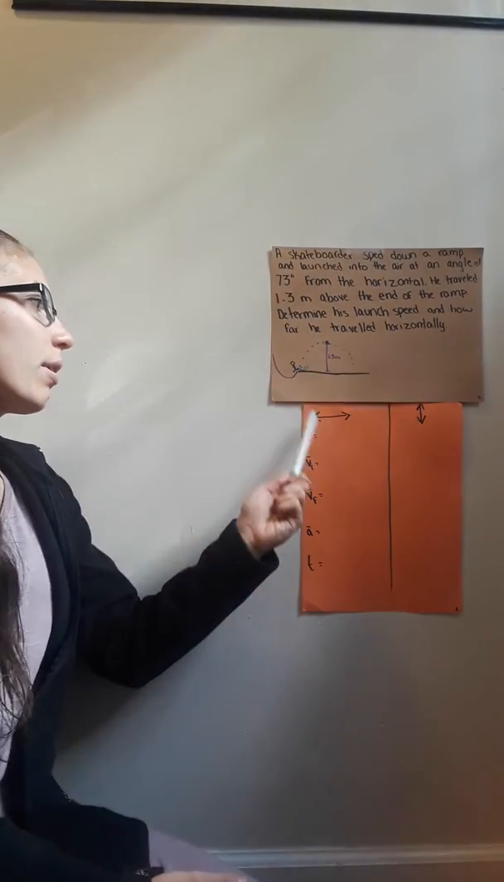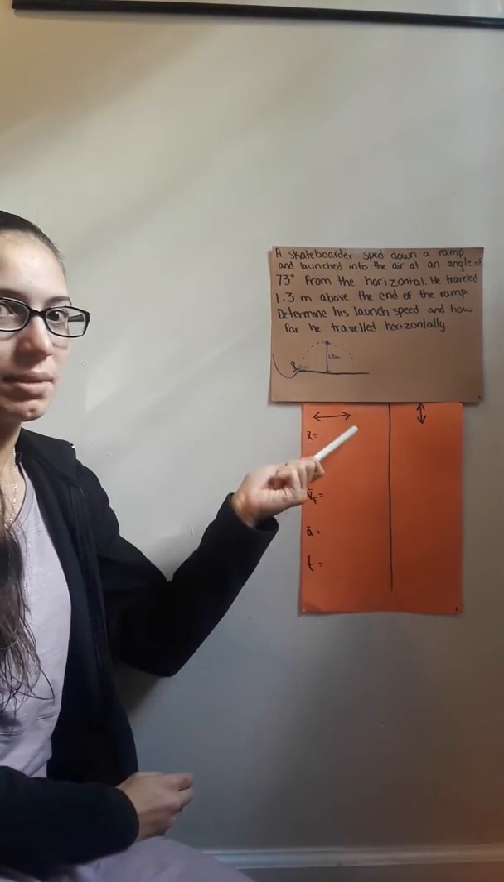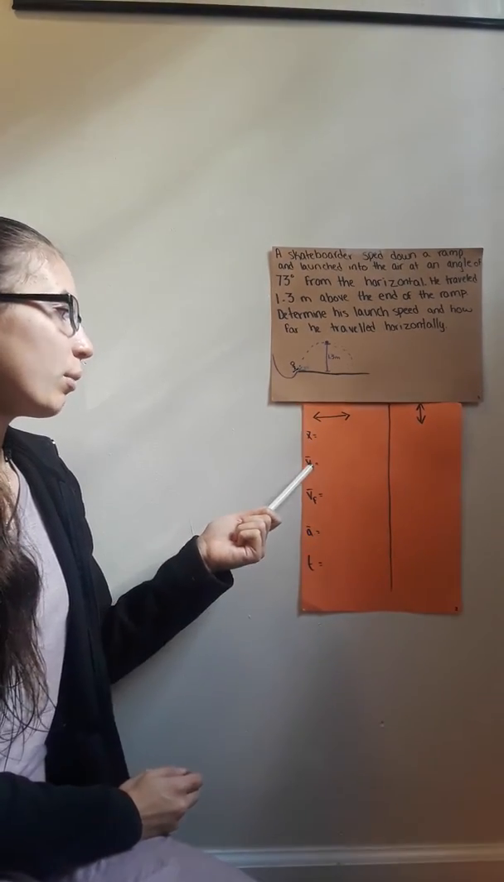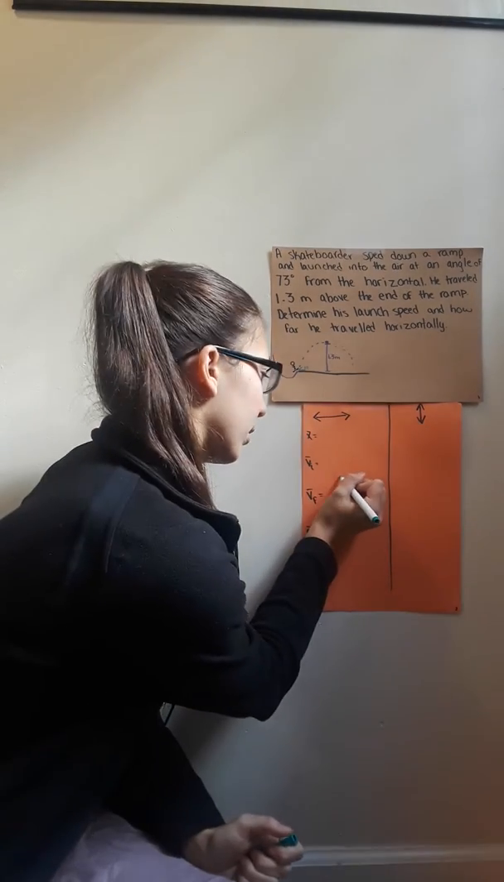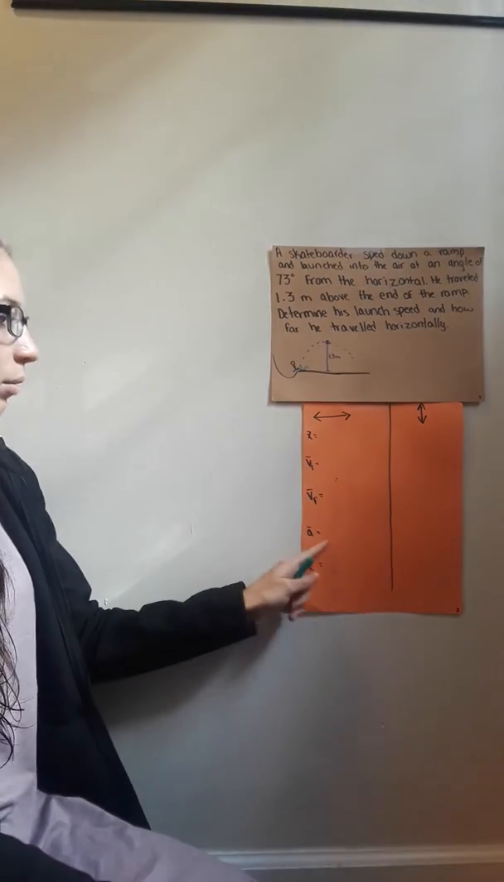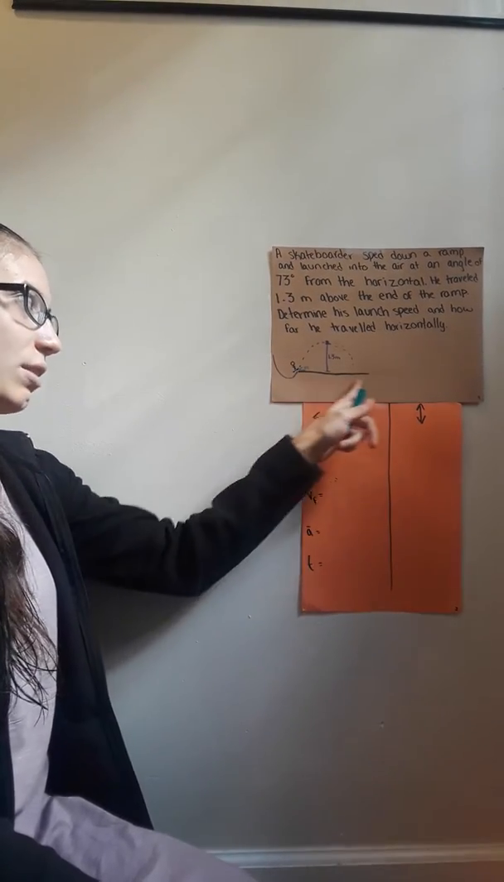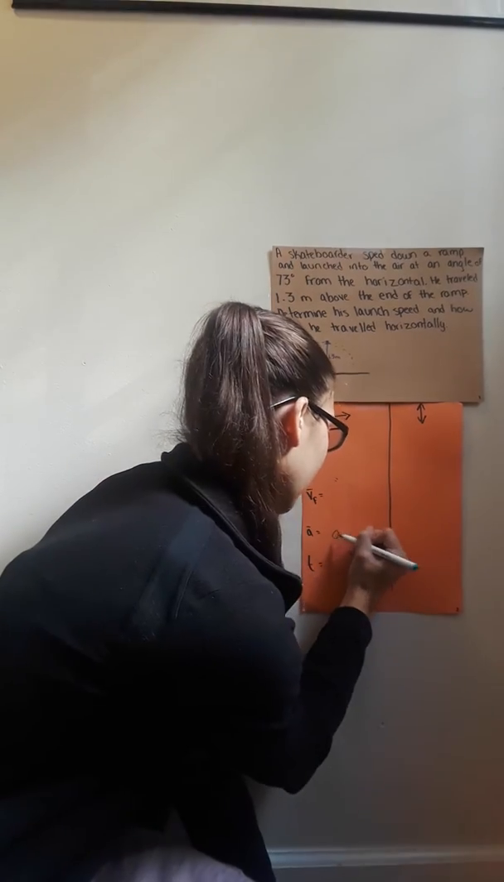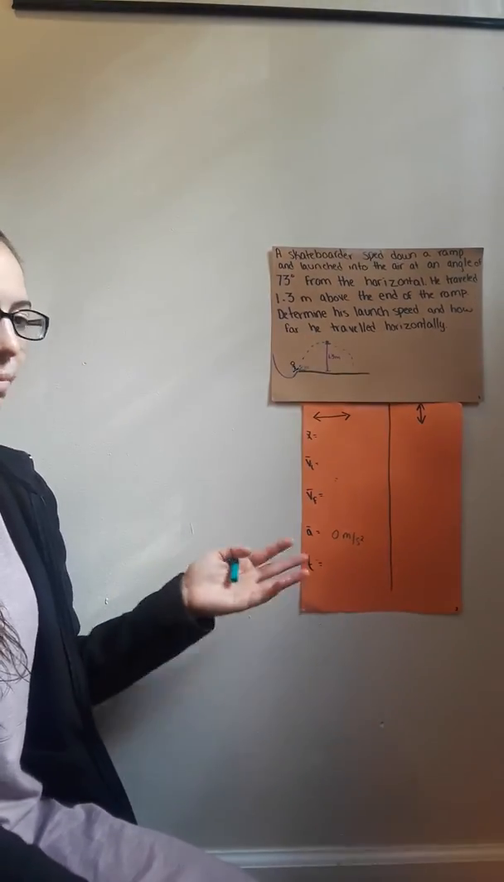So we know that horizontally, we don't know its displacement. That's what we want to find. We don't know the velocity initial or the velocity final, but we do know they will be equal. We do know that the acceleration, because the velocity initial and velocity final are equal, is 0 meters per second squared. And we don't know the time.